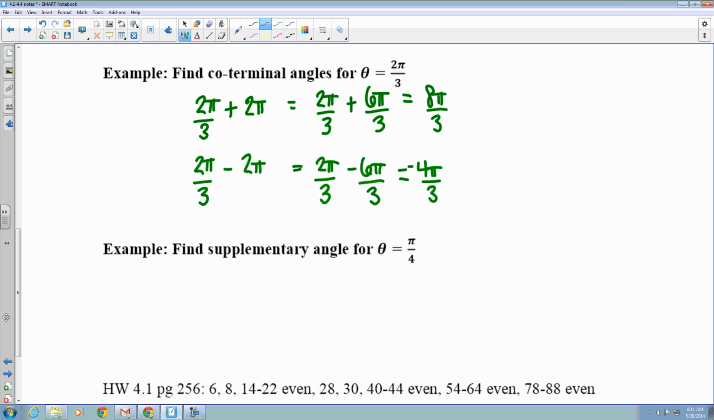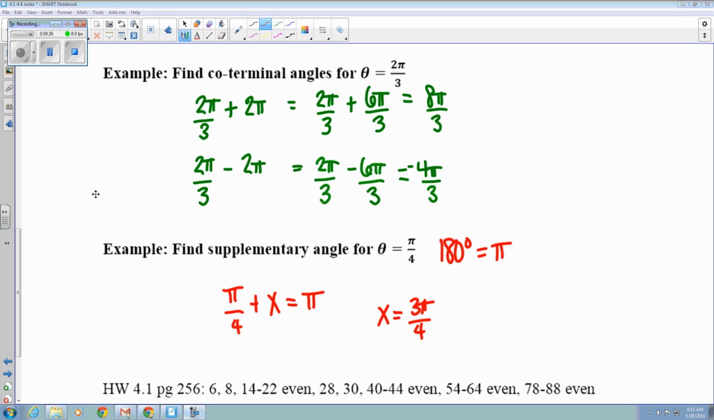And supplementary angle, we know that they add up to 180 degrees. And we know that 180 degrees in radians is pi. So to figure that out, we have pi over 4 plus something is our pi. So what would I have to add to pi over 4 to get to pi? I would have to add 3 pi over 4. And of course, I could always subtract the angles and find a common denominator, as I did up above for the coterminal angles. And that is section 1 of chapter 4.